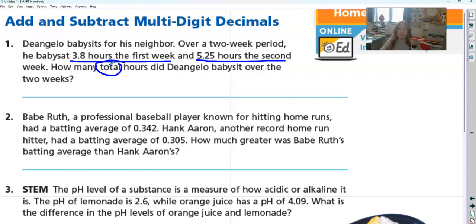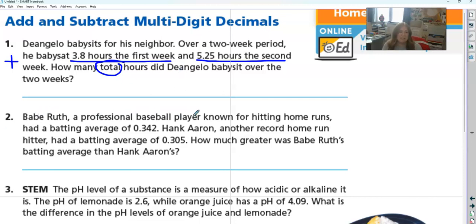So he babysat this long, he babysat this long, and wants to put them together. What is the total? So on this one, we are going to be adding these together. Make sure your 5 and your 3 are lined up so that your decimals are lined up as well. So go ahead and solve out number 1 and come back for number 2 if you need help with it.